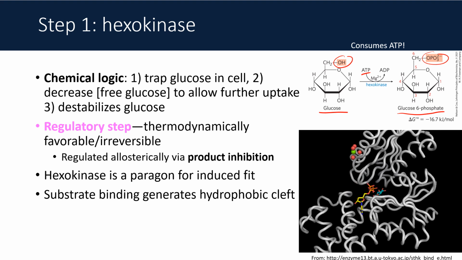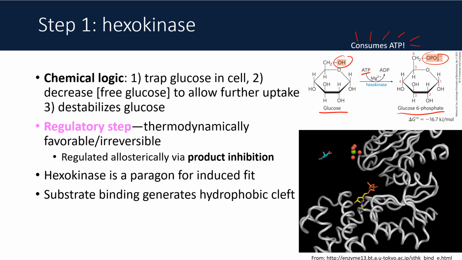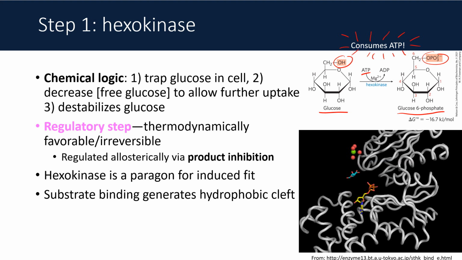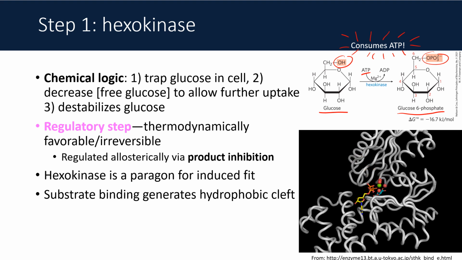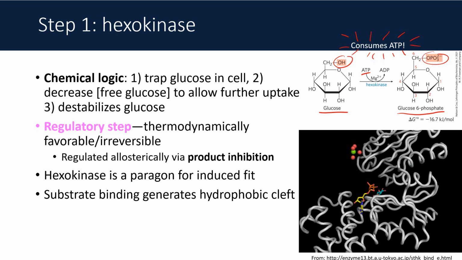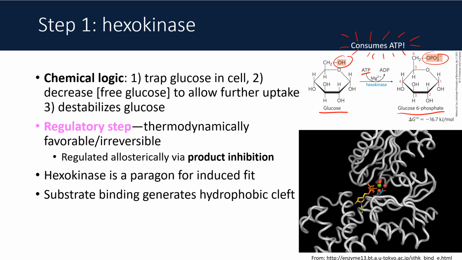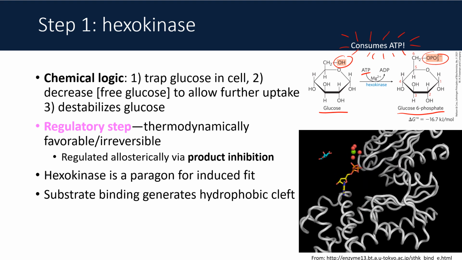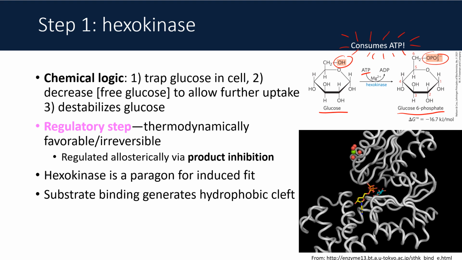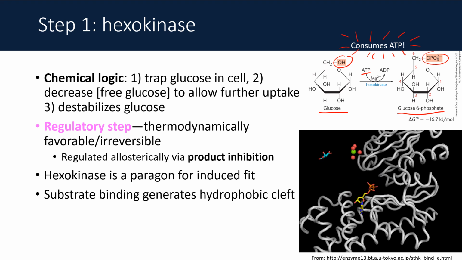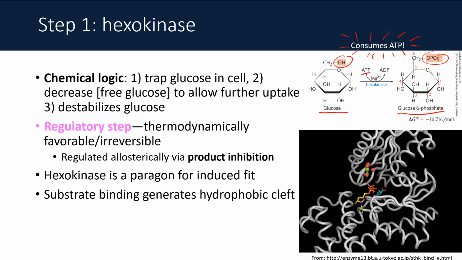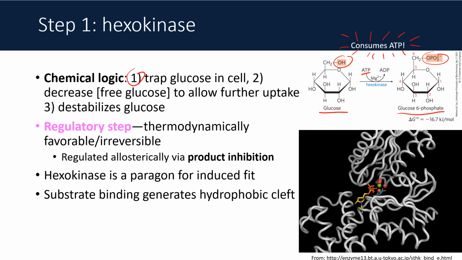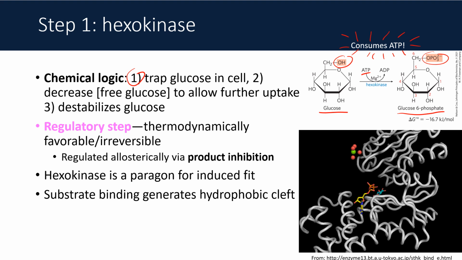This reaction consumes ATP. You have to spend ATP to make ATP. And remember, what I'm very interested in you internalizing is the chemical logic of these glycolytic transformations. And the chemical logic of the hexokinase reaction is actually threefold. The first thing that it achieves chemically is it traps glucose in the cell.